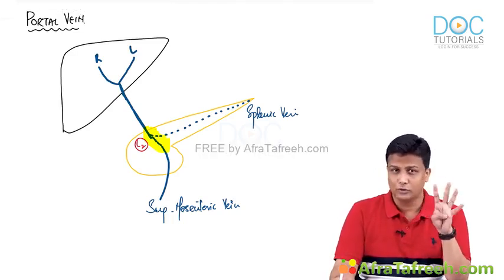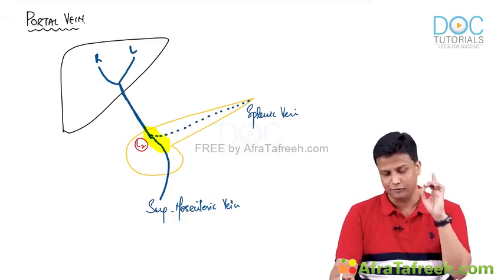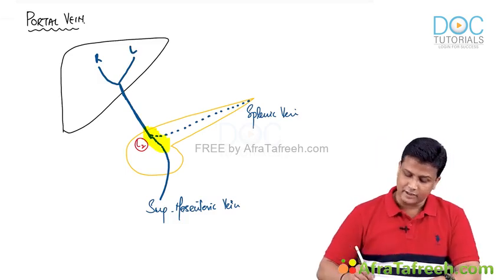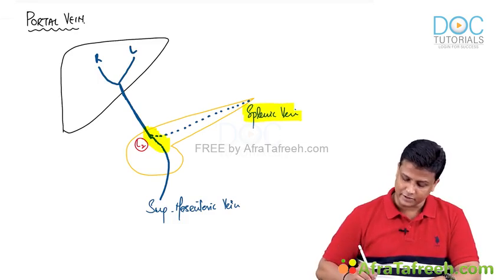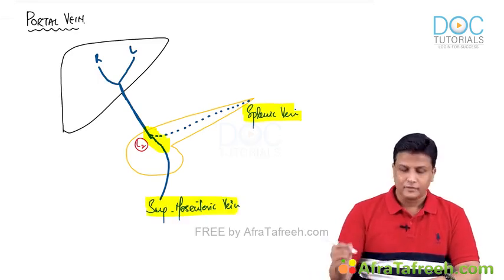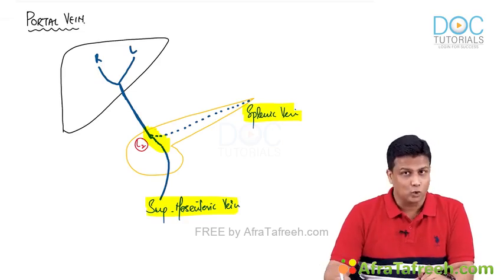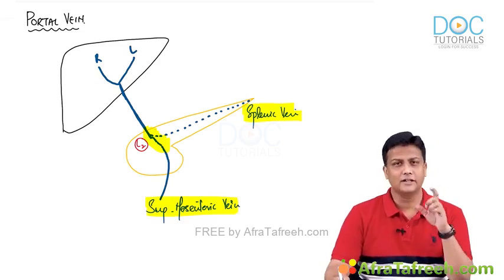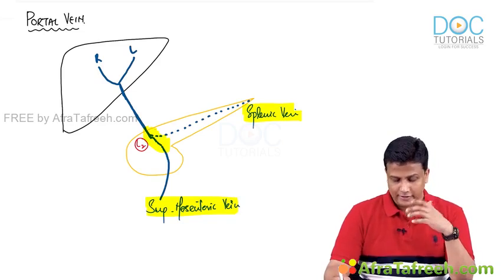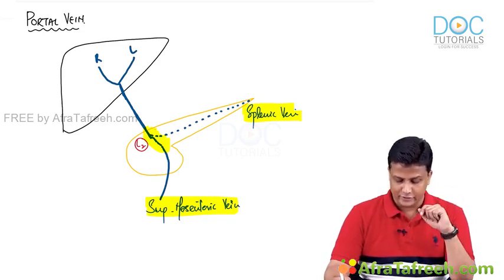I repeat all these 4 points for the last and final time, guys. Formation: the portal vein is formed by the splenic vein and superior mesenteric vein. And these two are going to combine behind the neck of the pancreas at the level of L2. And hardly, yes, the portal vein is about 8 centimeters long. It will go inside the liver, dividing into right and left branches.